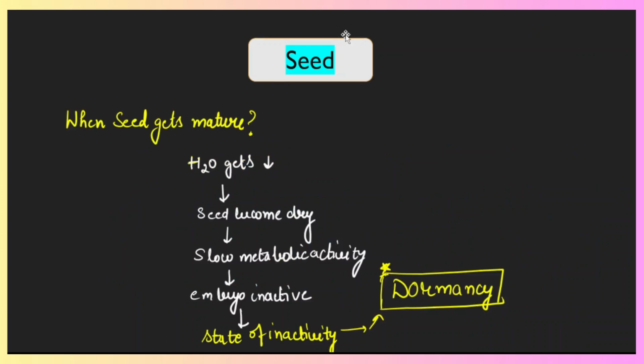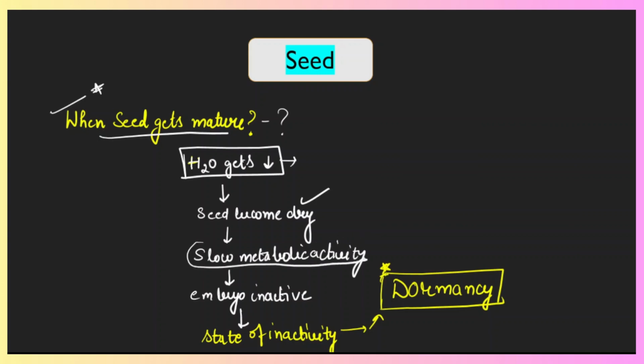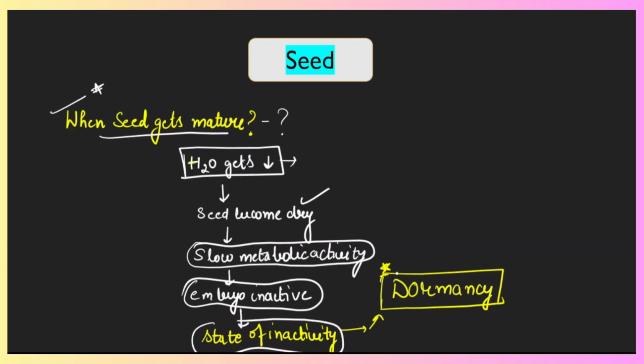Now, when the seed matures, what happens? When the seed matures, the level of water inside the seed decreases, and the seed becomes dry. When the seed becomes dry, it slows down the metabolic activity inside the seed. When it is metabolically inactive, the embryo is also inactive in nature. That state of inactivity is called dormancy.